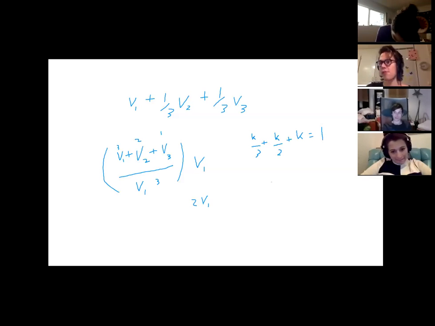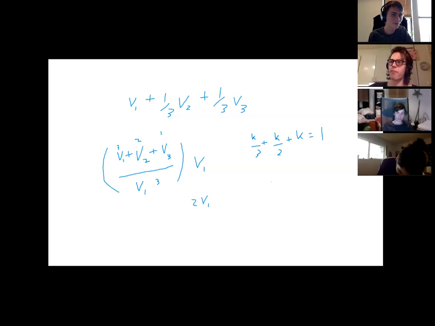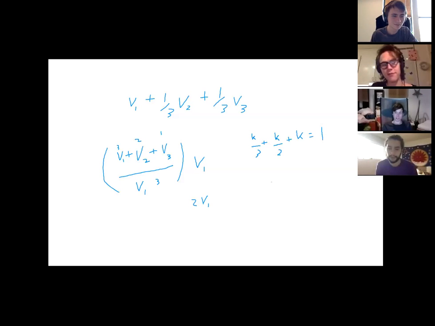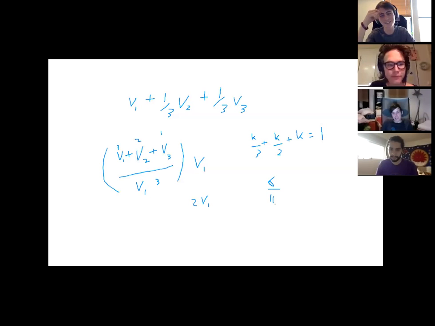So then it's like, oh shit, I did this wrong. 6/11. If you interpret the V3 as a 3, then yeah. But there's some abusive notation going on here. Okay, cool. 6/11 in this case. But I think that is the formulation, right?